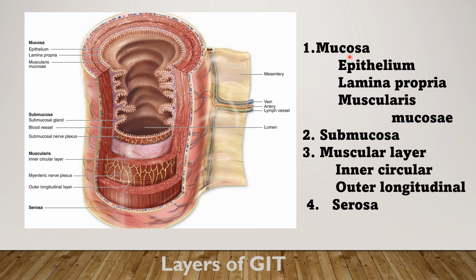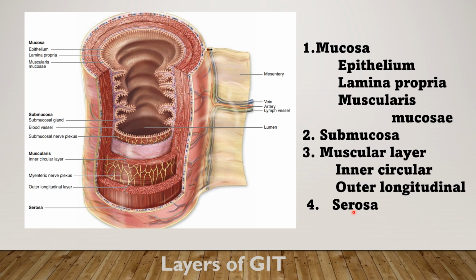So you should know the difference between epithelium and mucosa. Mucosa means epithelium, lamina propria and muscularis mucosa. The next layer, outer to the mucosa, is the submucosa. Then still outer to that you will be having muscularis externa. We used to call it the muscular layer. It is made up of two layers: one is the inner circular layer and the outer longitudinal layer. It is made up of smooth muscle fibers.